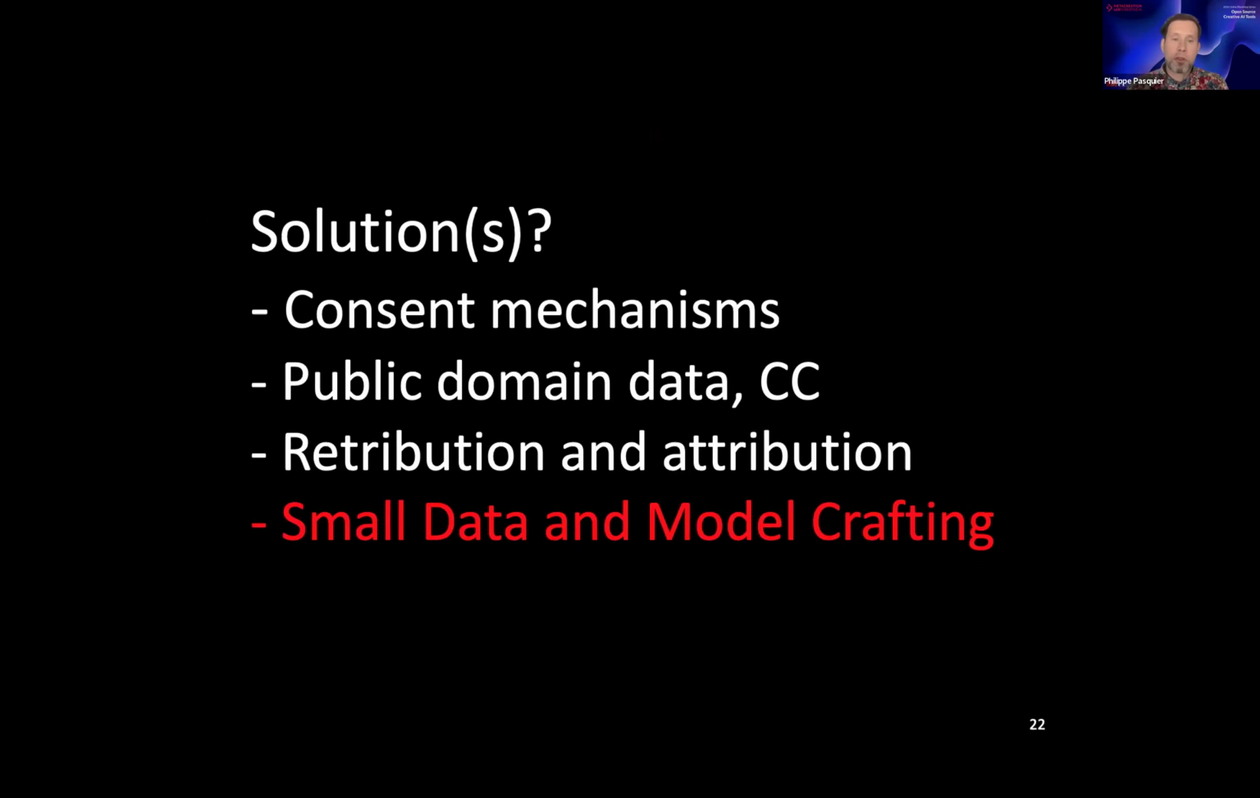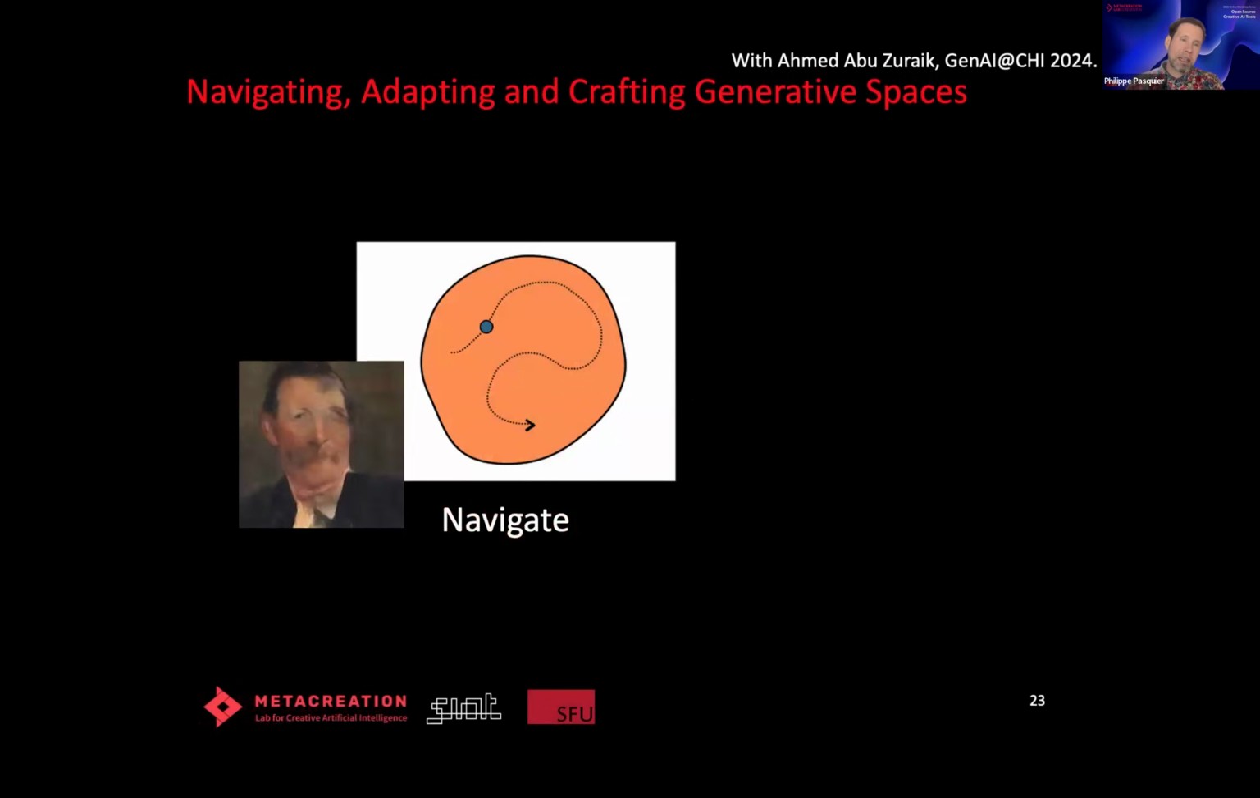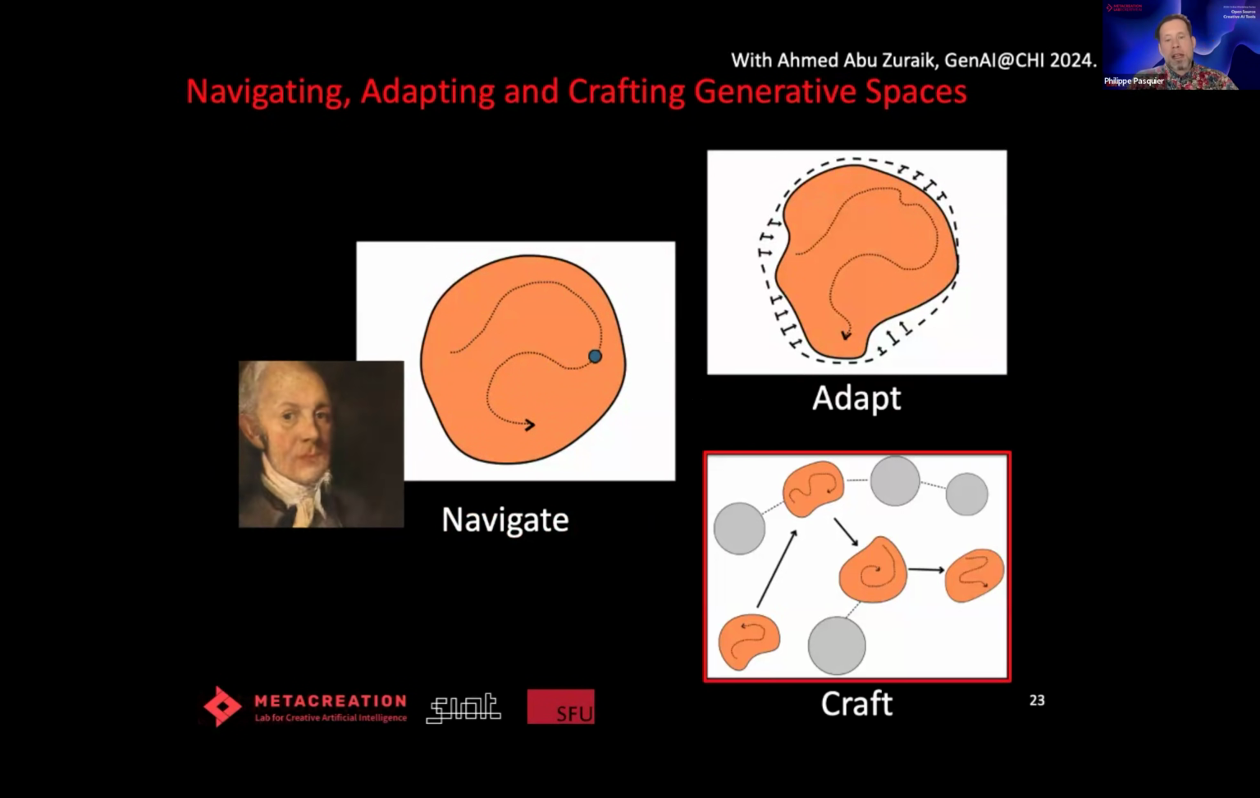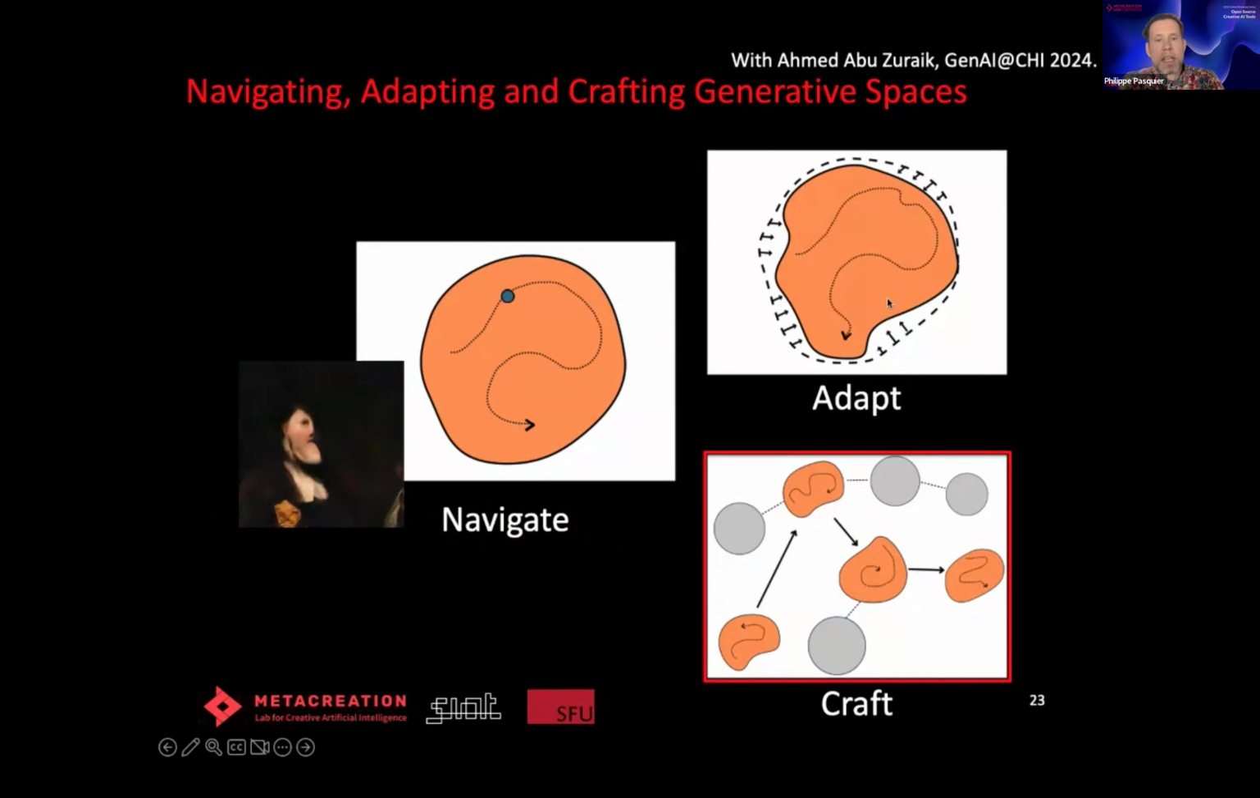But today we want to focus on introducing Autolume, and therefore I want to start by presenting the notions of small data and model crafting. And here I'm going to borrow some slides kindly given to me by Ahmed Bouzouraa. So there are three ways of generating that we can really think about in metacreation, where you make a model or you get a model and you navigate it. So you generate elements by navigating a model.